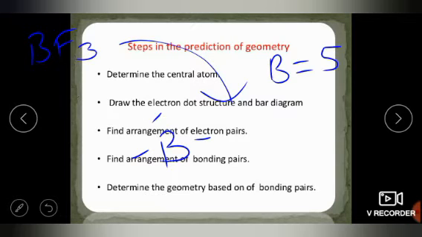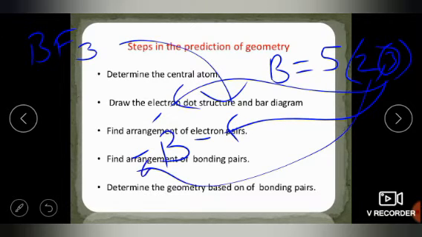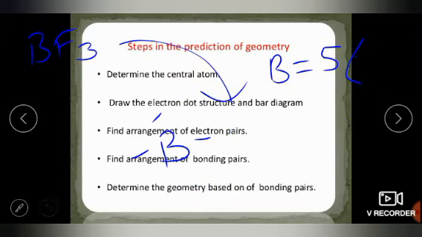Because boron's atomic number is 5. When we divide it according to Bohr's shells, it divides into 2 and 3: 2 in the K shell and 3 in the L shell. Because there are 3 in the outermost shell, we make 3 dots. Hope you got it. So boron has 3 dots.